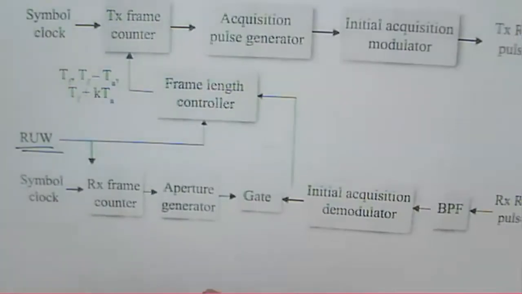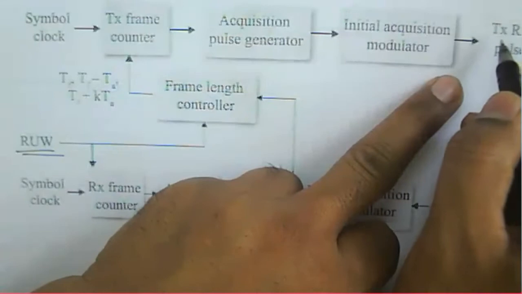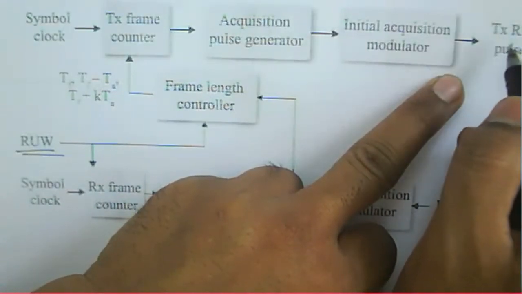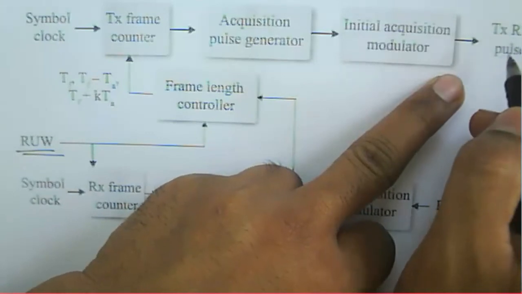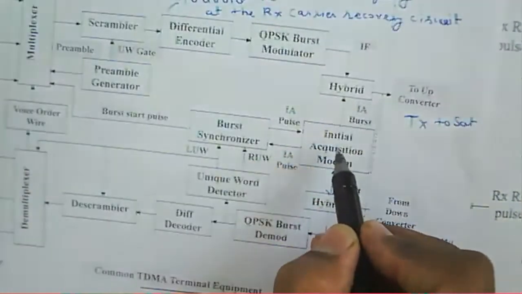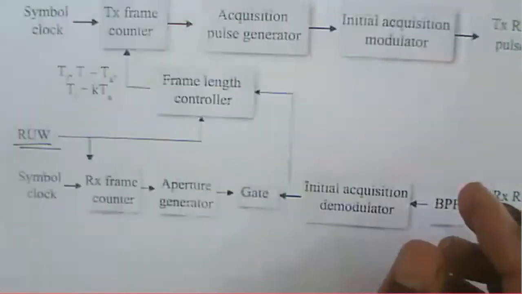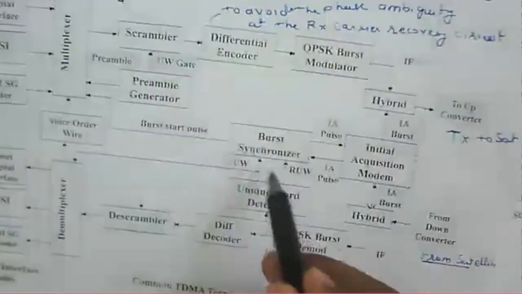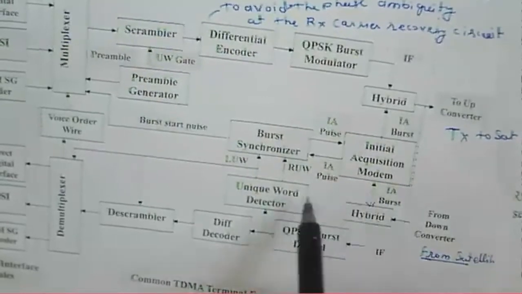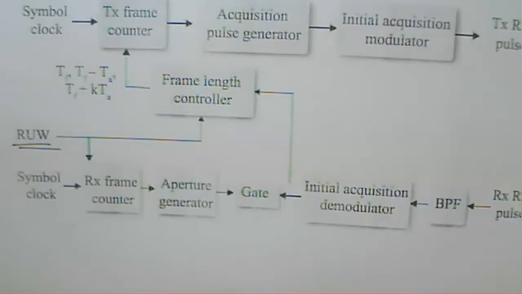So that particular counter generates that initial acquisition pulse, and that pulse is transmitted using an amplitude shift keying or a BPSK modulator. Okay, this is about the initial acquisition pulse, and that will be transmitted to your synchronizer here. Again, we can say that is about a modulator. Okay, likewise, we have a unique word detector here.